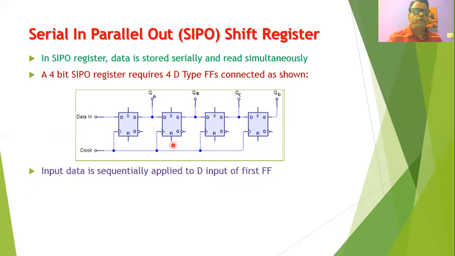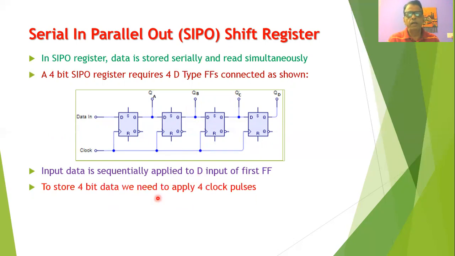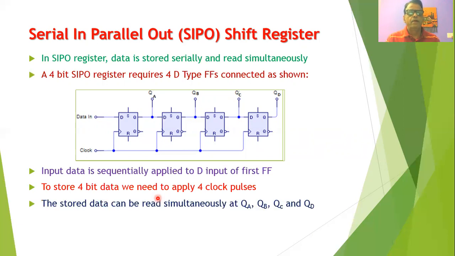Now, whenever we want to store the data sequentially, then we need to apply this data to the first flip-flop. And in order to store the 4-bit data, we need to apply 4 clock pulses. As we have discussed in the earlier case, the same process will be carried out as far as the storing of the data is concerned. But once the data is stored, then this data can be read simultaneously at the outputs QA, QB, QC, and QD. And for this purpose, we do not require any clock pulse.